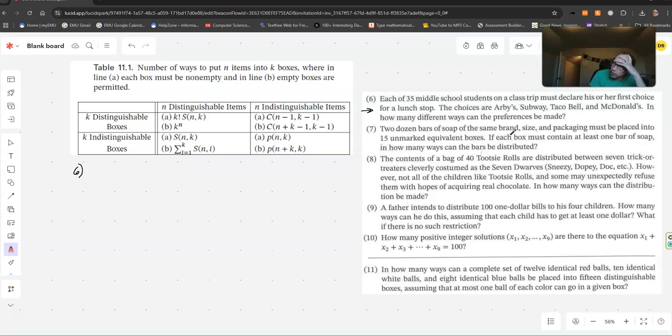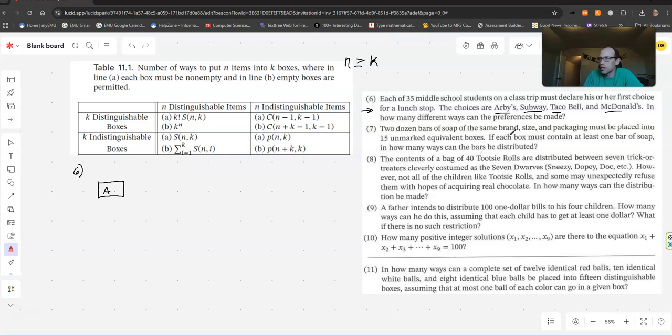All right, so we need to think boxes and items. Are the students the boxes and the restaurants the items, or the restaurants the boxes and the students the items? If you're trying to start off, n is usually greater than or equal to k. There may be exceptions we could talk about in certain cases, but let's give this a try first. So that would mean we have 4 different places to eat and 35 students. Let's see what that looks like and see if it makes sense in this case.